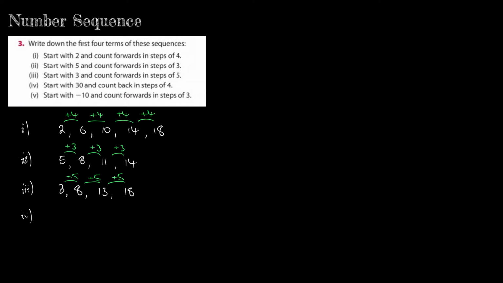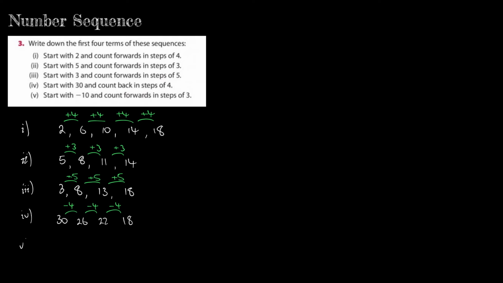So start with the number 30 and count backwards in steps of 4. So 30, and we've got to go backwards in steps of 4. So that means we're going to subtract 4. So 30 take away 4 will leave me with 26. 26 take away 4 will leave me with 22. 22 take away 4 will leave me with 18.